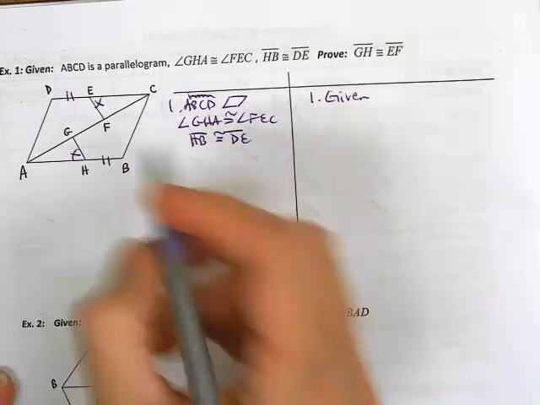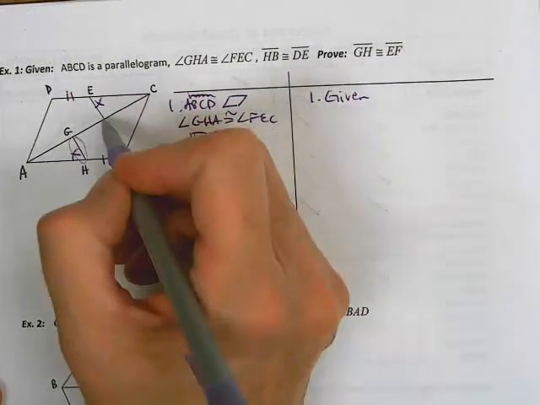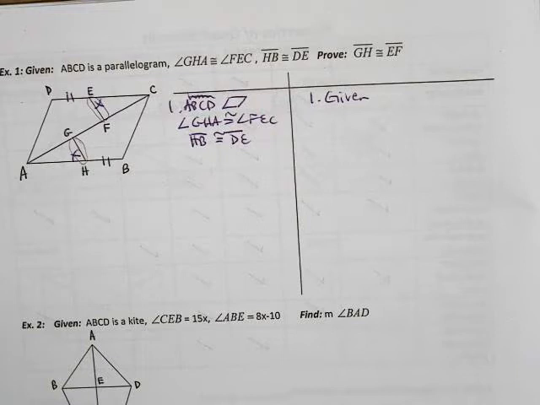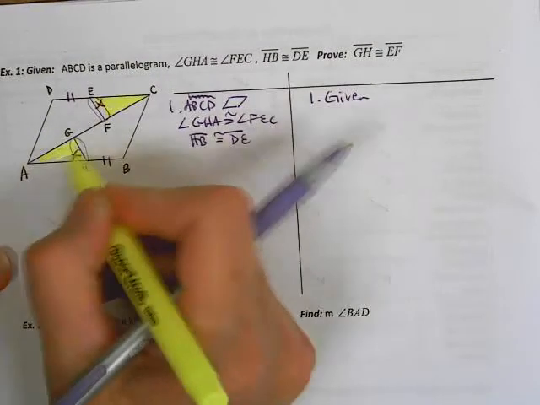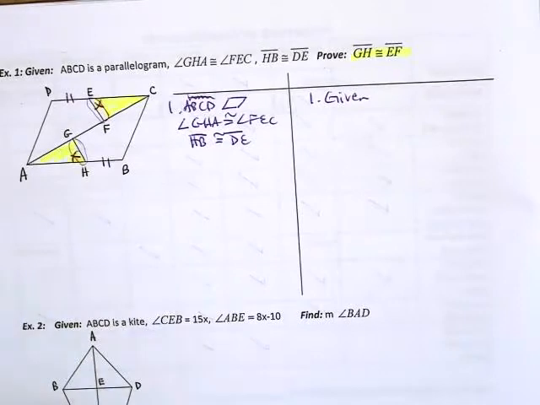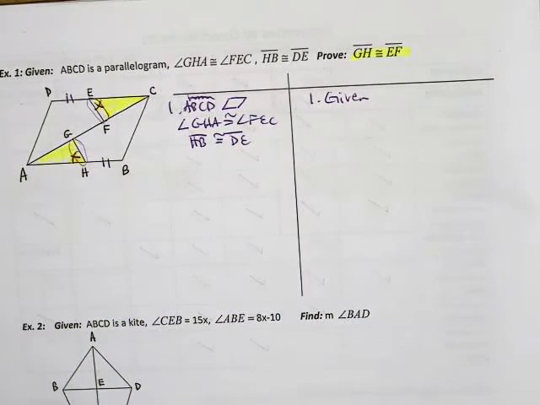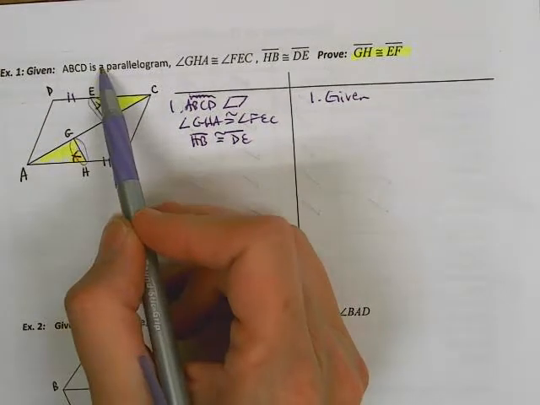I'm trying to get GH, this guy right here, and EF. So that leads me to believe I'm going after these triangles right here, right? That would help me get that. So I only have one piece so far, but I know a lot about a parallelogram.